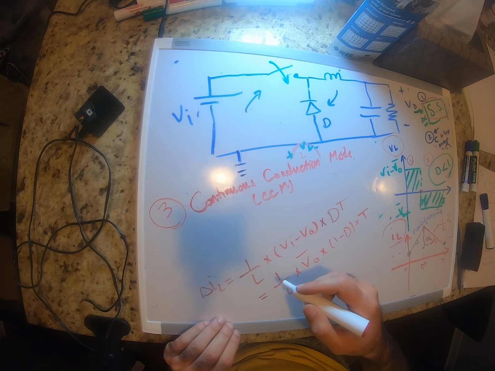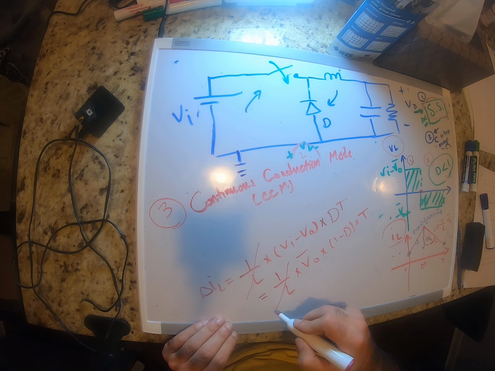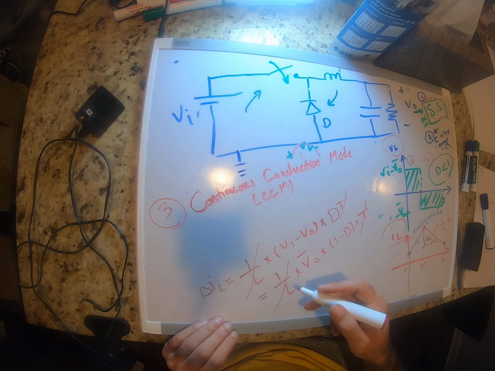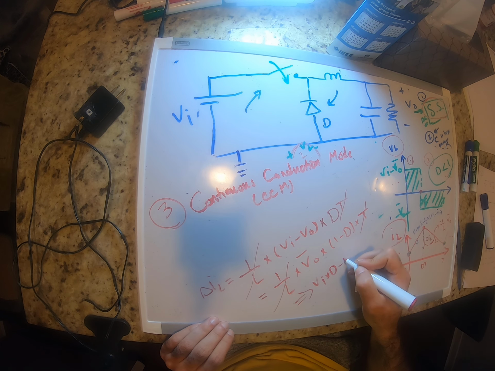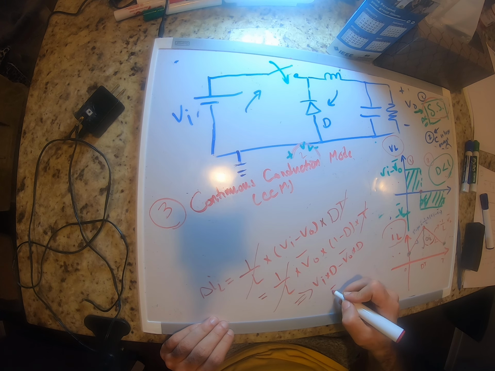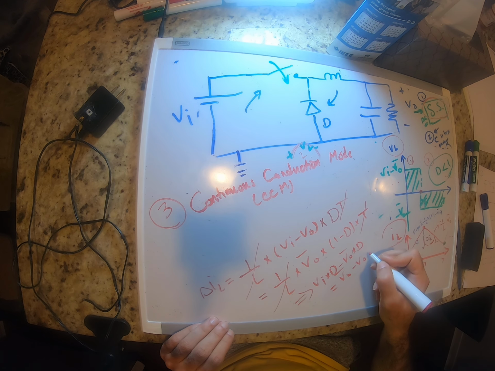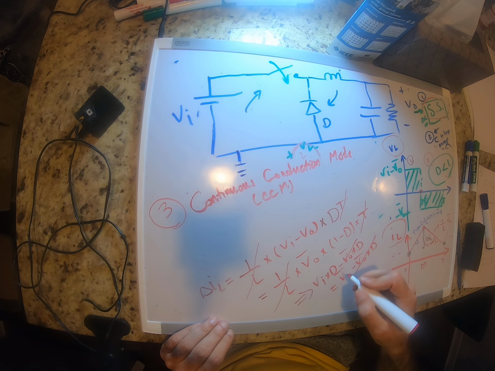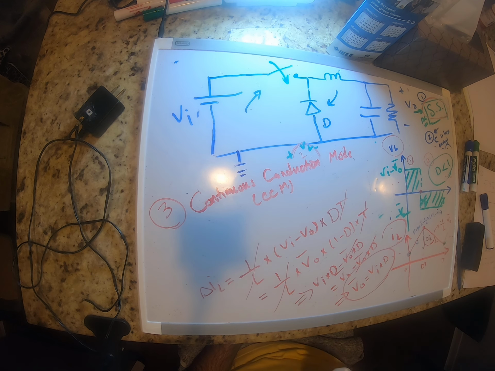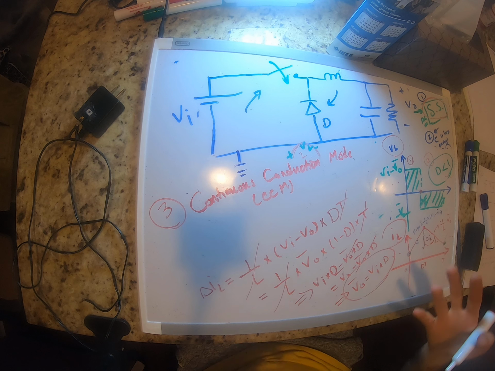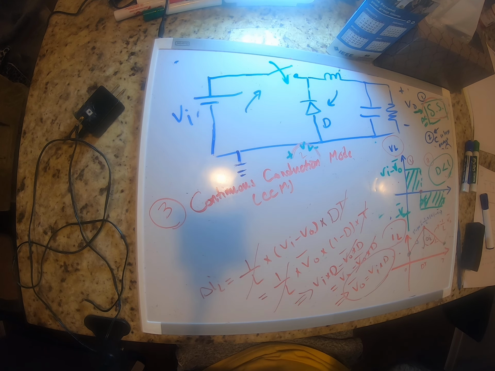So again, if we simplify this, let's cancel out 1 over L and cancel out T. And again, we come up with the same thing that we had before: Vi times D minus Vo times D is equal to Vo minus Vo times D. These two cancel out, so Vo is going to be equal to Vi times D. So we can come up with this relationship from this curve or this curve. Both of them give us the same thing. This is basically the basics of the buck converter in the continuous conduction mode.